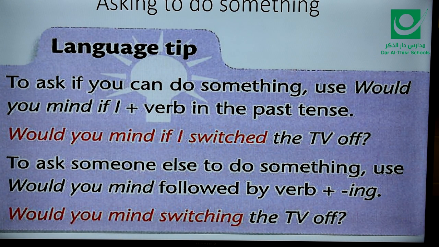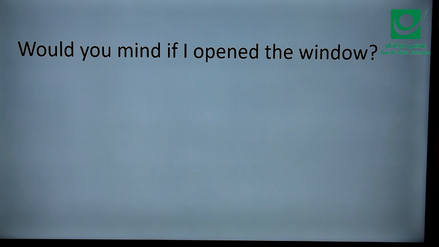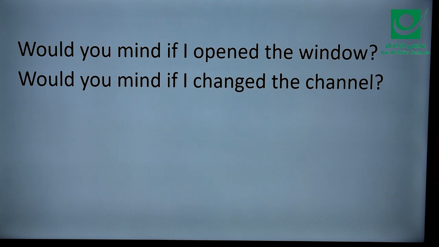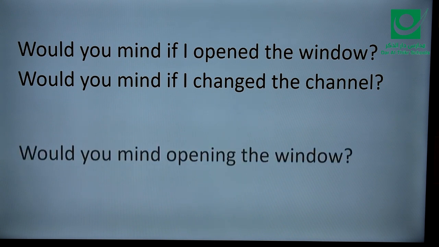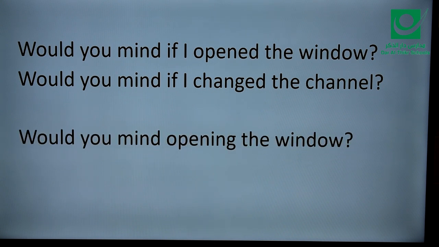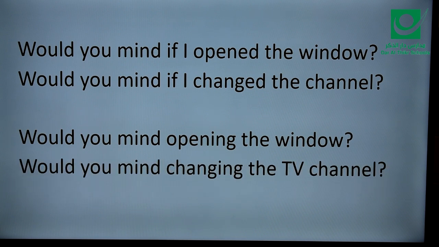Other examples. Would you mind if I opened the window? So I'm asking for permission. Would you mind if I changed the TV channel? I'm asking for permission to do something. But if I ask someone to do it, would you mind opening the window? So I'm asking the other person to open the window. Would you mind changing the TV channel? I'm asking the other person to do it.